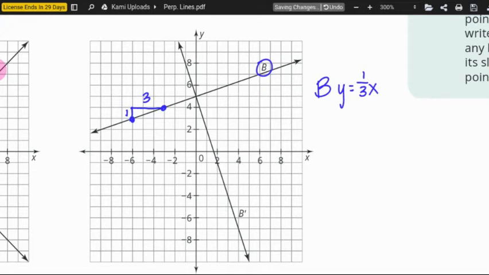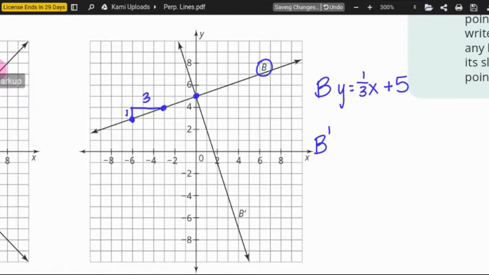Now I need the y-intercept. This line is crossing the y-axis at 5. That's a positive 5, so I would say plus 5. That means the equation of our line B is y equals 1/3 x plus 5. Now we want to find the equation of B prime.